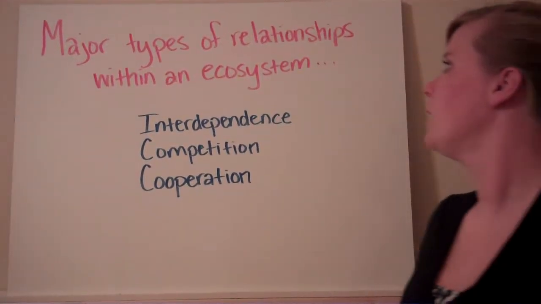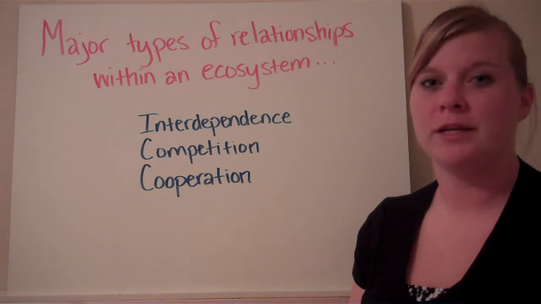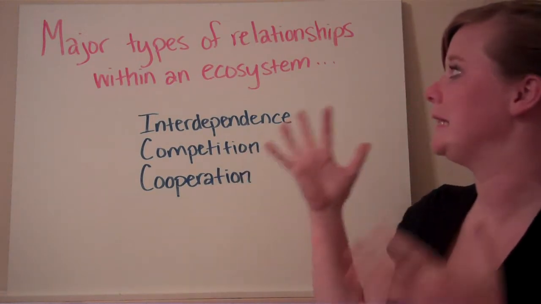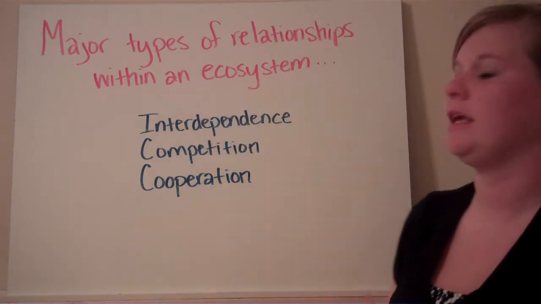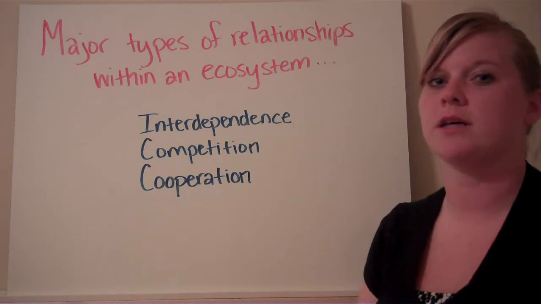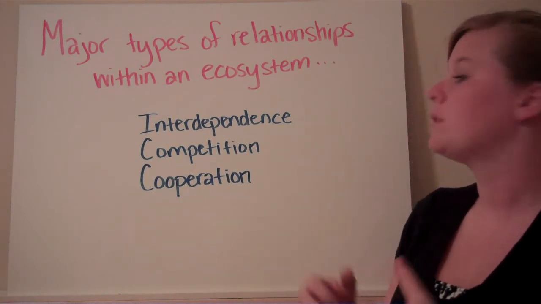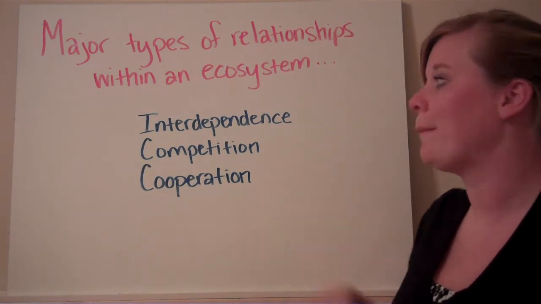All right, so if ecology is the study of the relationship between living and non-living things, there's also relationships between those living things. So there are major relationships within an ecosystem. These specifically are going to talk about relationships between the living parts of an ecosystem. The three big ones are interdependence, competition, and cooperation.